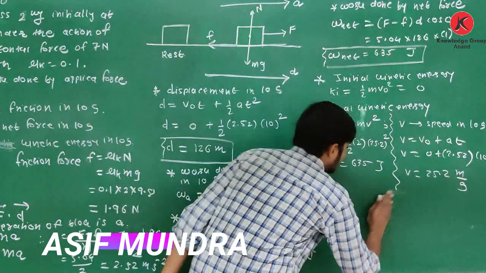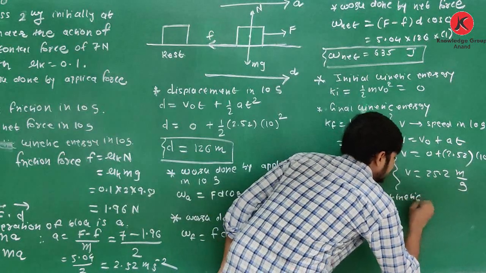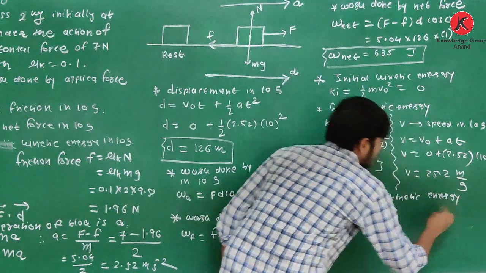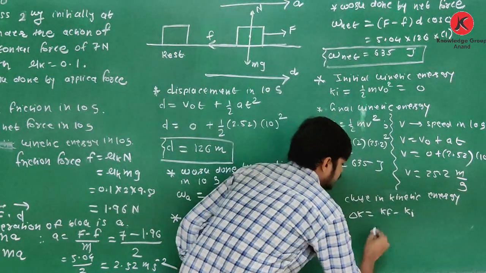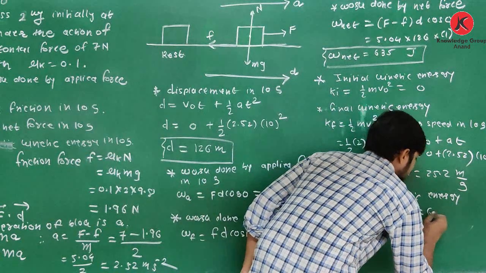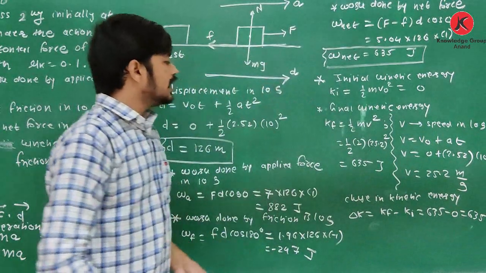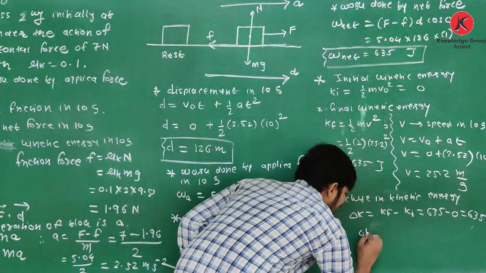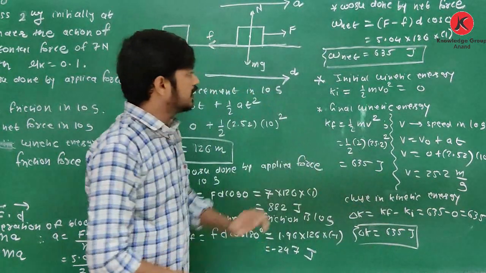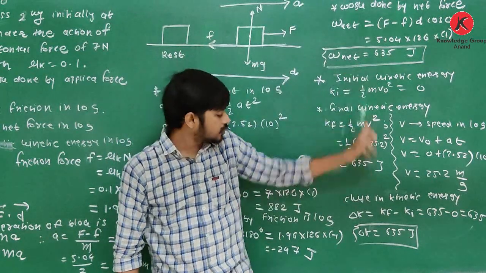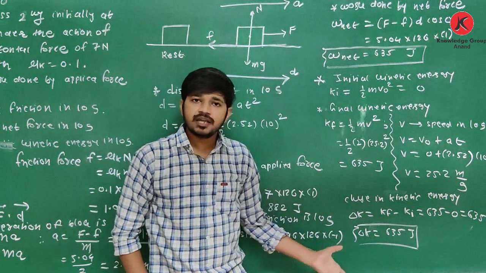So what is the change in kinetic energy? Change in kinetic energy, delta K, is equal to final kinetic energy minus initial kinetic energy. Final kinetic energy is 635, initial is 0, so delta K is equal to 635 Joule. By the work energy theorem, work done by net force is equal to change in kinetic energy.